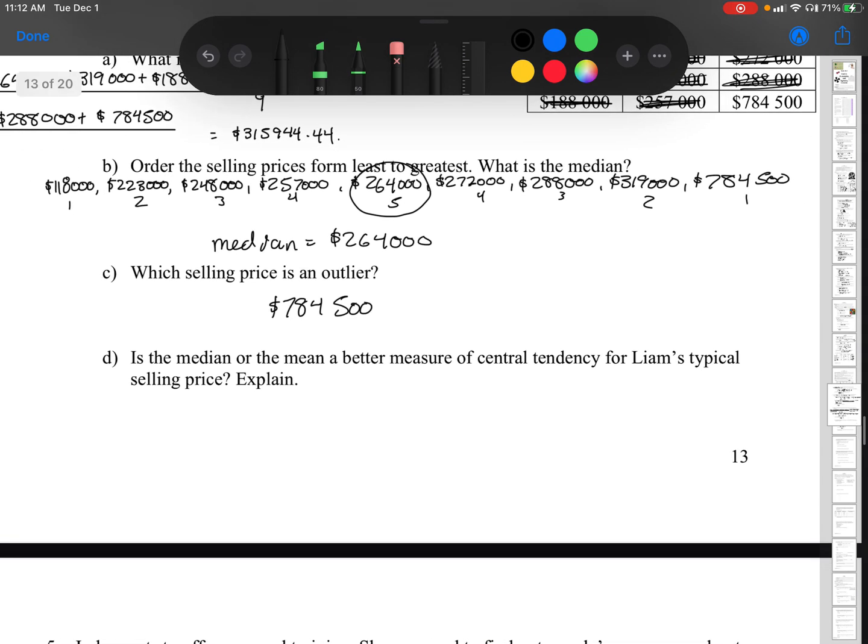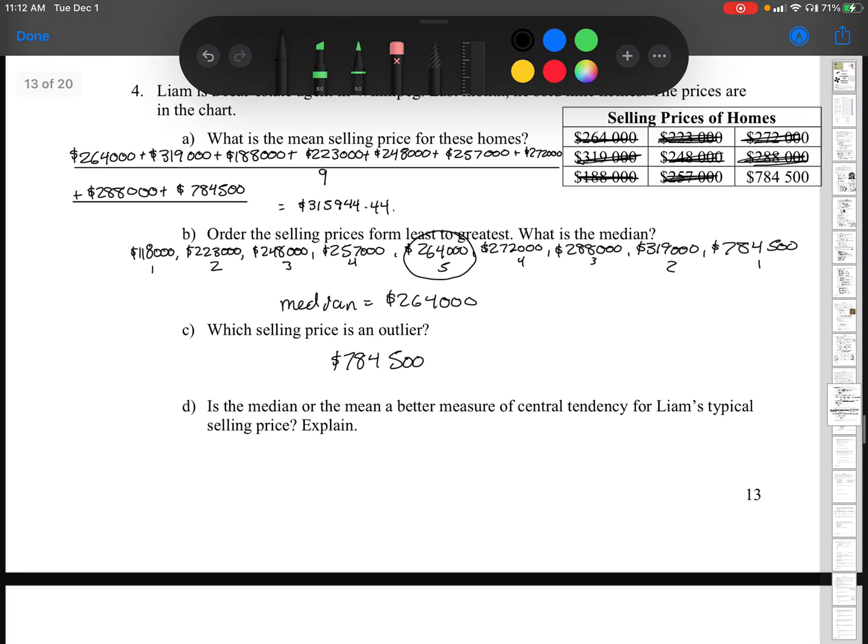Okay, next one, is the median or the mean a better measure of central tendency for Liam's typical selling price? If you take out the outlier there, the rest of the numbers sit fairly close around that $264,000 mark. So I would say that the median is actually a better representation of his typical selling price.